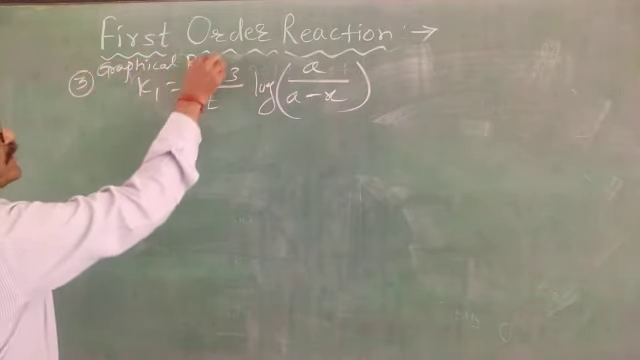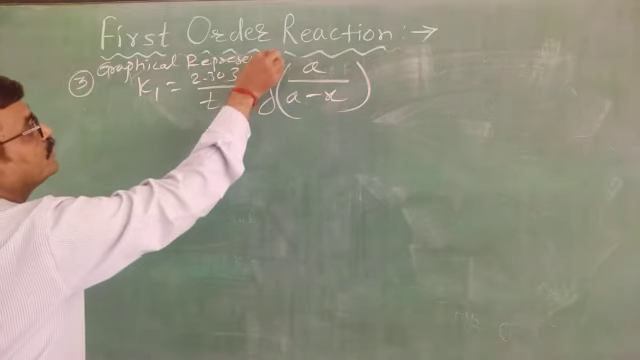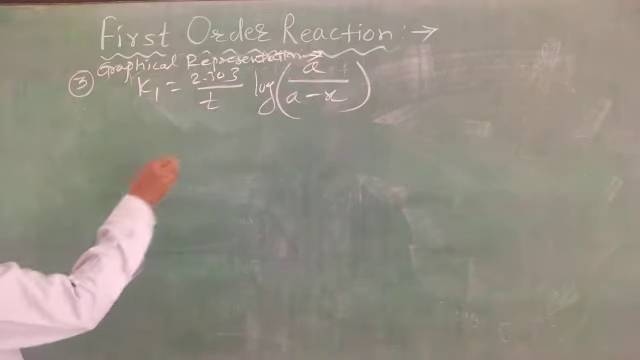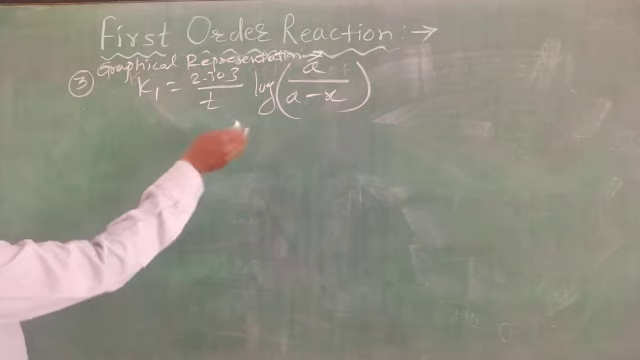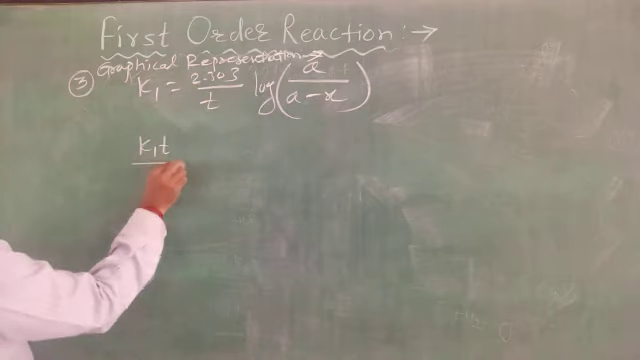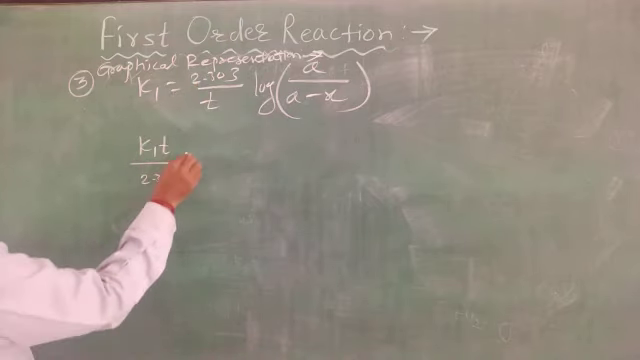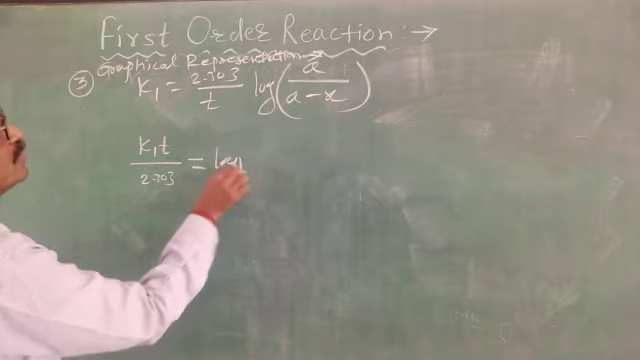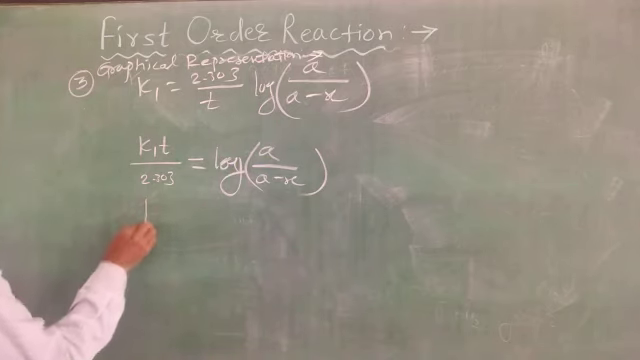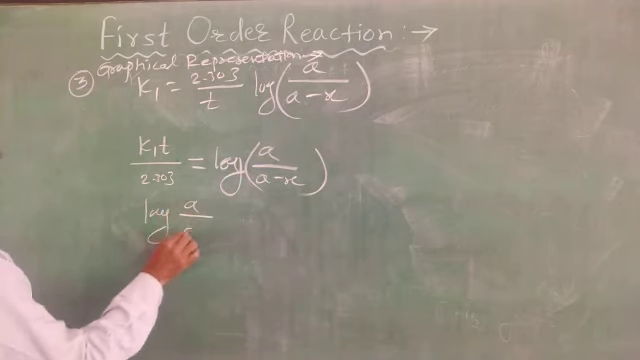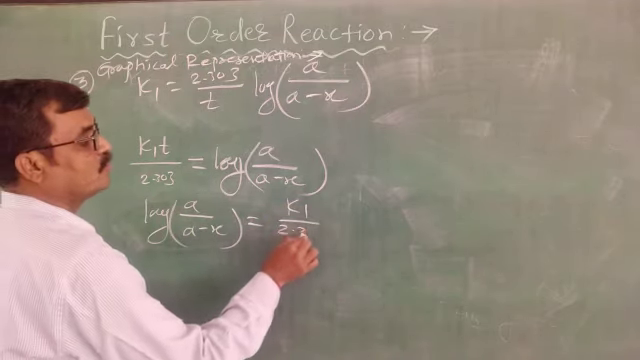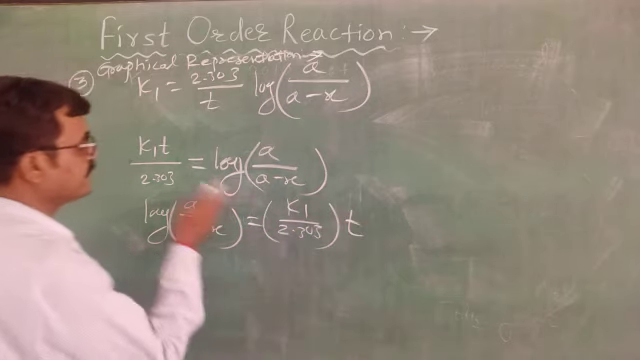Graphical representation of first order reaction. Now rearrange this equation. How can it be rearranged? K1 multiplied by T, that is K1T, comes to the denominator, so log of A upon A minus X equals K1 upon 2.303 into T.